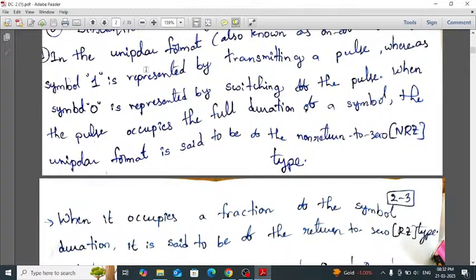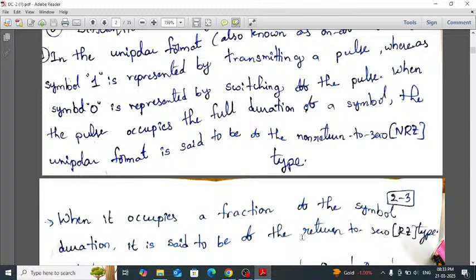Symbol 1 is represented by transmitting a pulse, whereas symbol 0 is represented by switching off the pulse. That is called the unipolar format or on-off signaling scheme. So the unipolar format is of the non-return to 0 type when the pulse occupies the full duration of a symbol, and it is of the return to 0 type when the pulse occupies a fraction, half of the symbol duration.